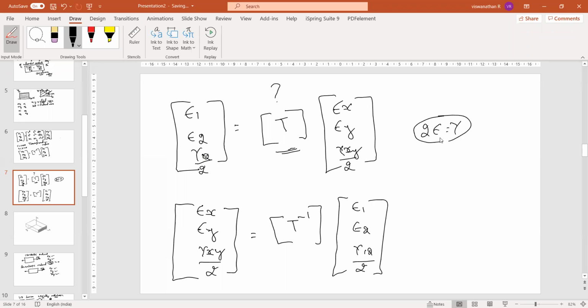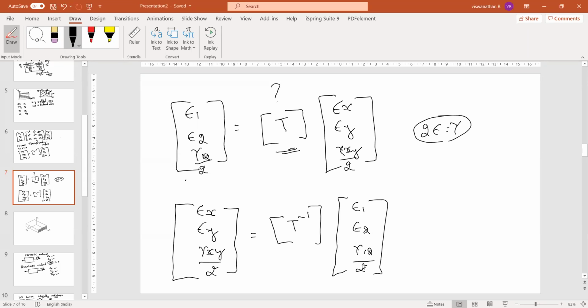There is some derivation associated with this, so I'm not dealing with that. So just take this directly. Take it as gamma 1 2 by 2 and take this as gamma xy by 2. And here the transformation matrix will be there. So on the left side you will have the local strains. On the right side you will have the global strains. If you have global strains on the left, then you will have an inverse transformation matrix.